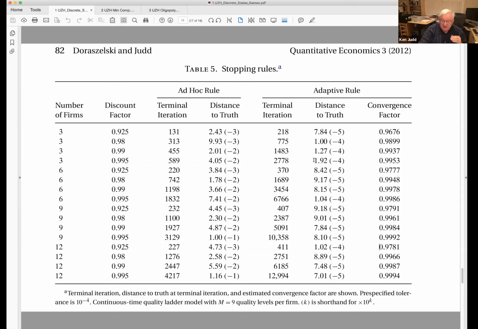And so to get 4-digit accuracy, you have to go almost 2,800 iterations instead of the 589 that you might have thought you needed. And so this shows how important it is.